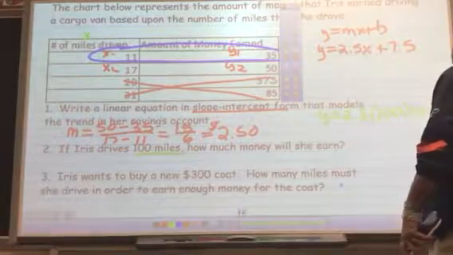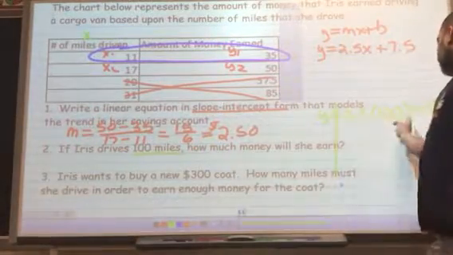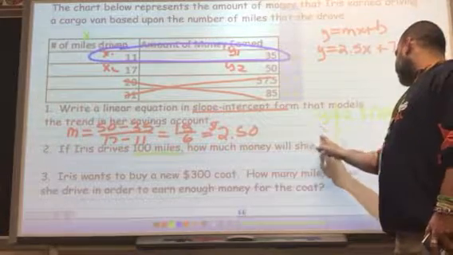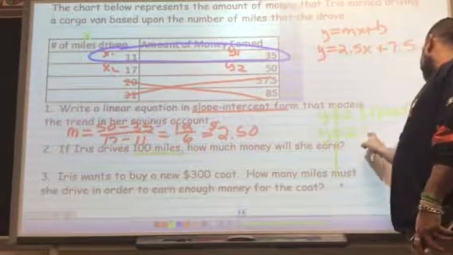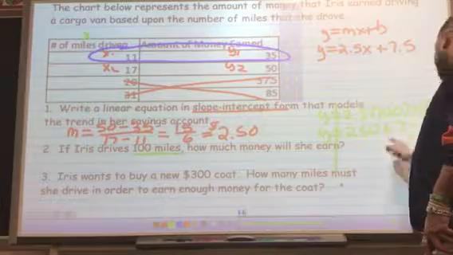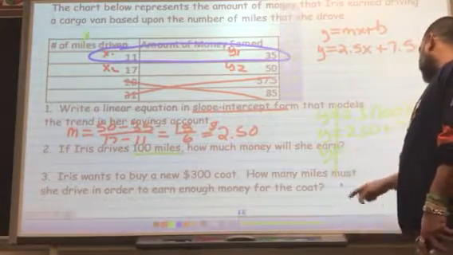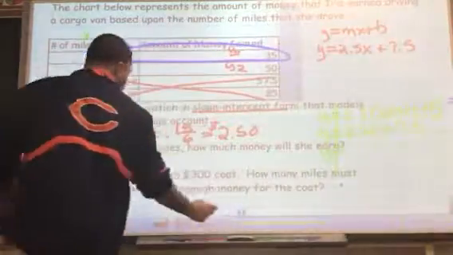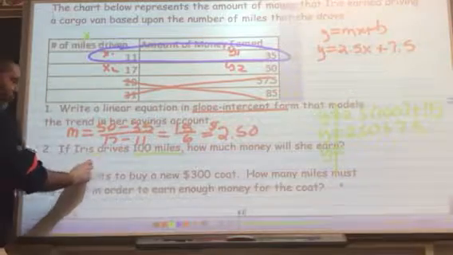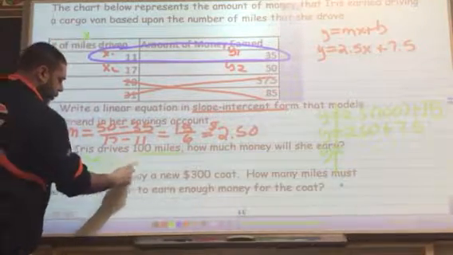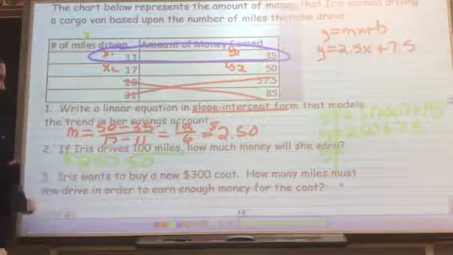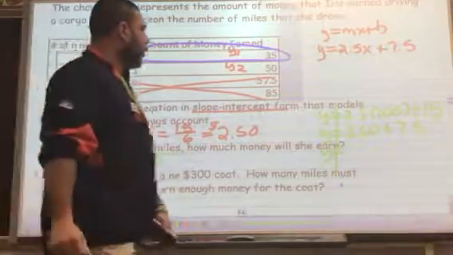Plus 7.5. And I'm going to go ahead and solve it. 2.5 times 100 is 250. Plus 7.5, add those together, and the answer for number 2 is going to be $257.50. Okay.